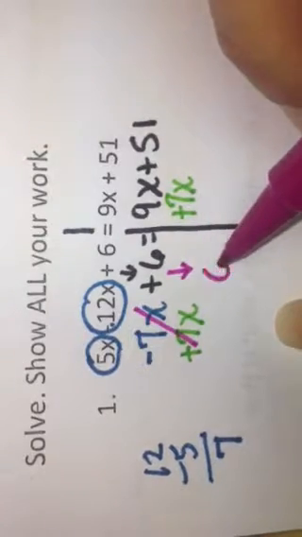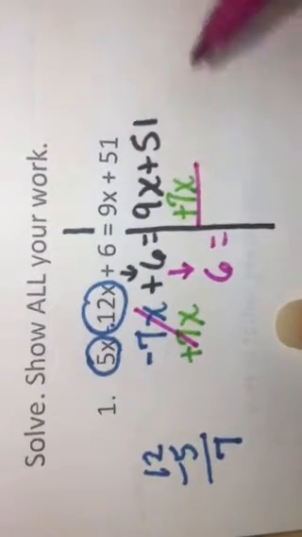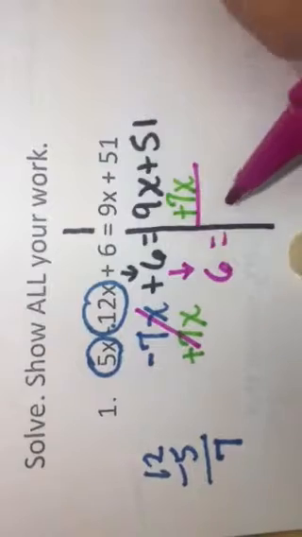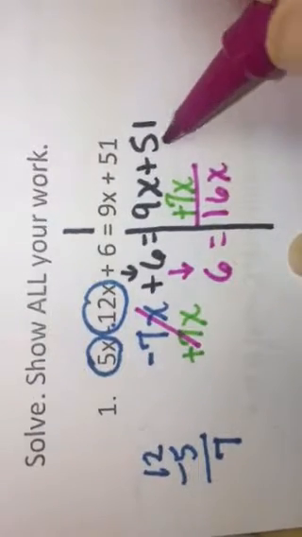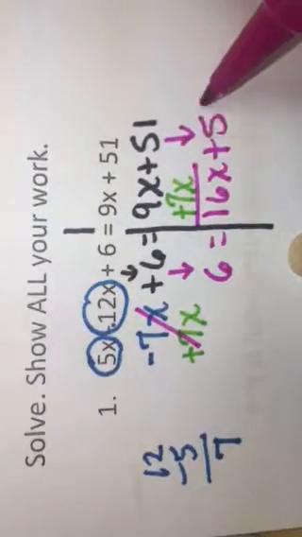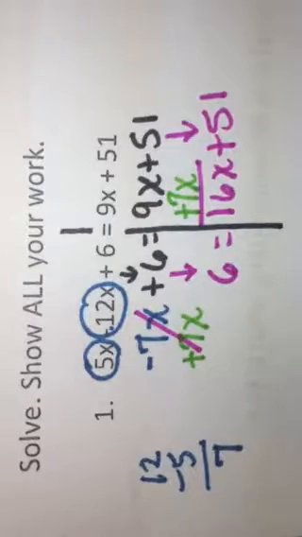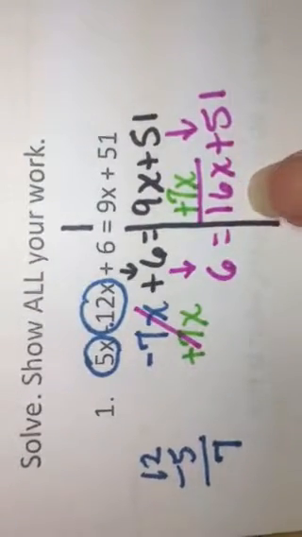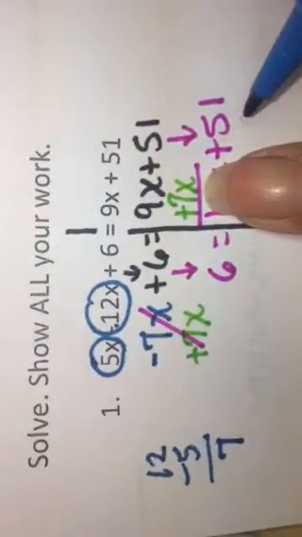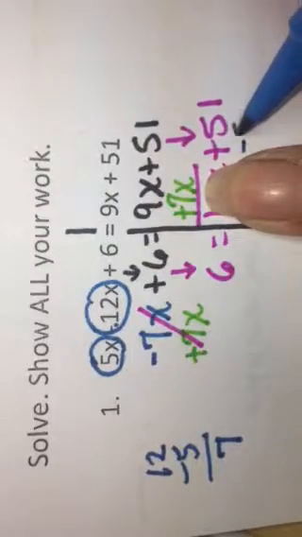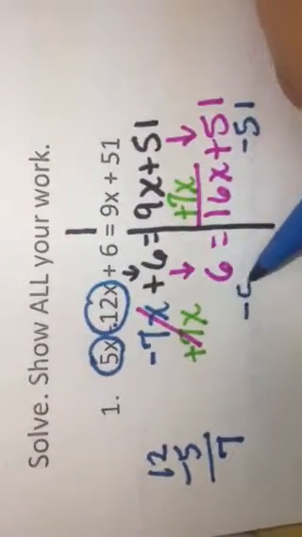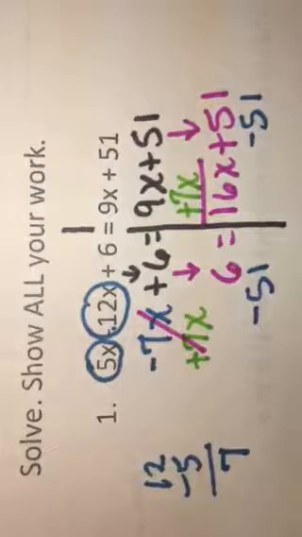Bring this guy down, positive 6, equals 9 plus 7. Add them up, that's 16x, and bring down your plus 51. Now, keep working with the side that has the variable and get rid of that plus 51 by doing the opposite. Minus 51, minus 51.